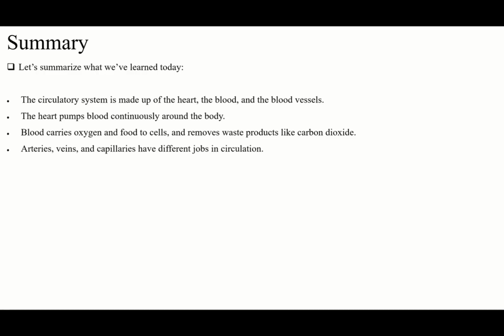Arteries, veins, and capillaries have different jobs in circulation. As you know, arteries take blood full of oxygen and nutrients to the organs. Veins, full of waste, return the blood back to the heart. Capillaries are for exchanging the oxygen and the wastes. Humans share a similar circulatory system with other animals, but with some differences. Of course, they must have some differences, not exactly the same.